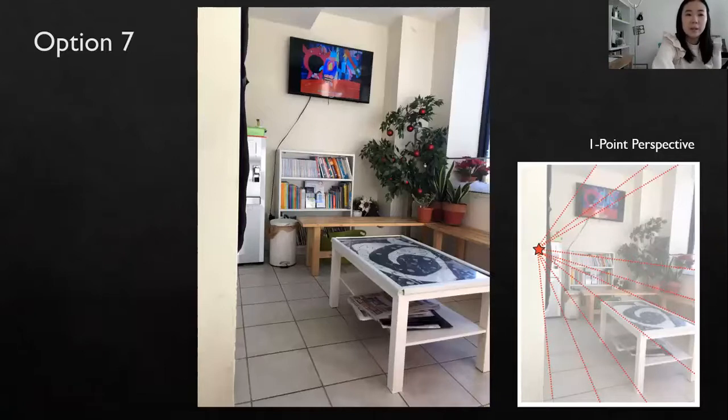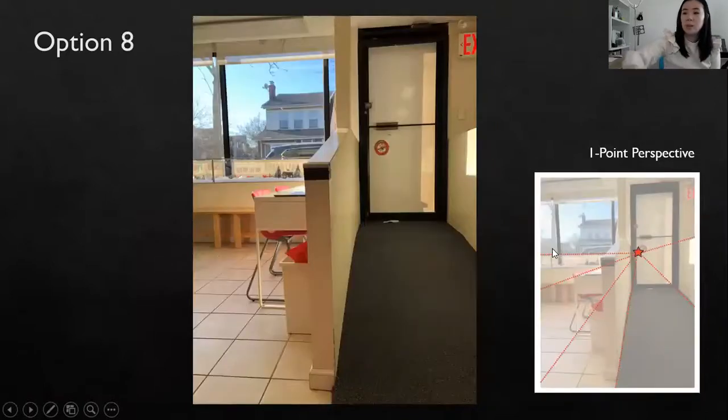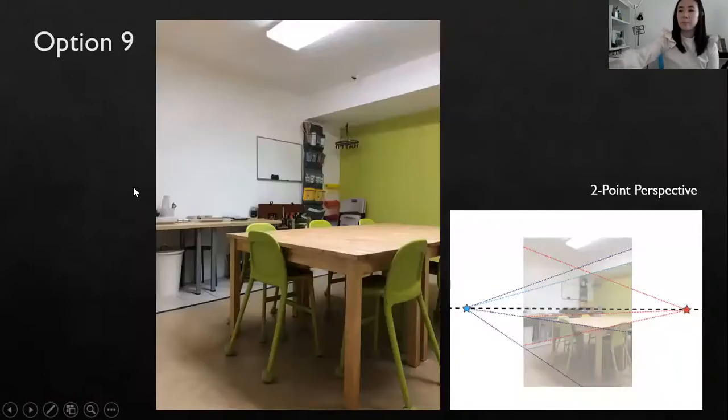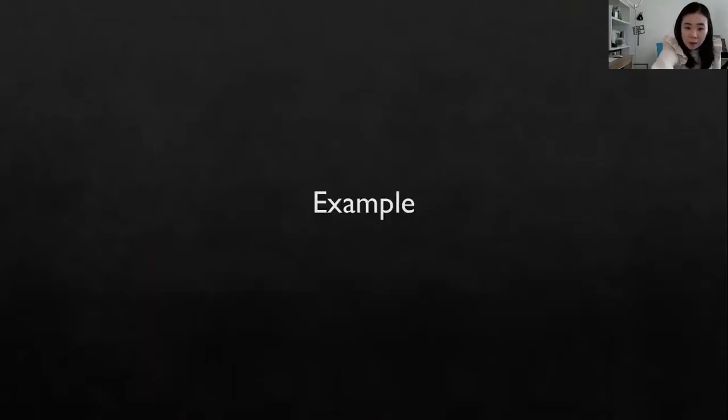And this is the seventh option with the 1-point linear perspective. And here's another 1-point perspective photo. This is option 8. And the ninth option is 2-point linear perspective. So that's all the options.